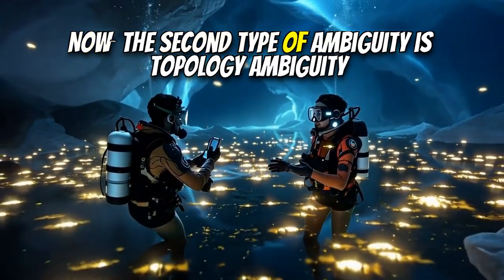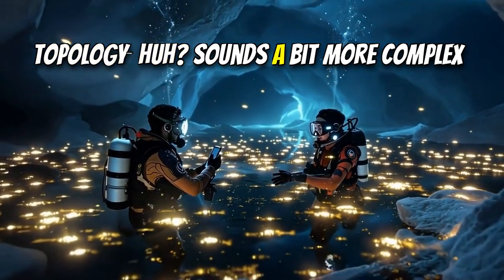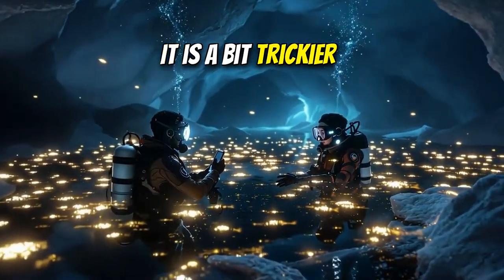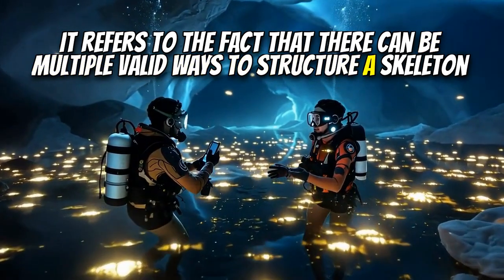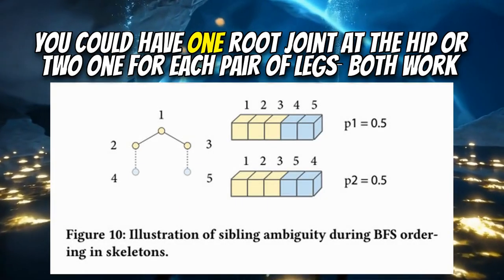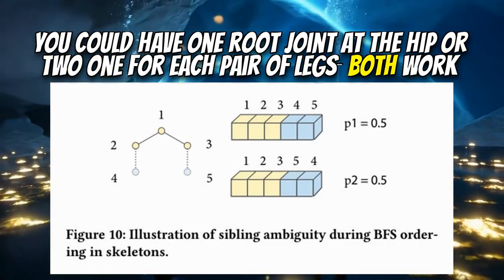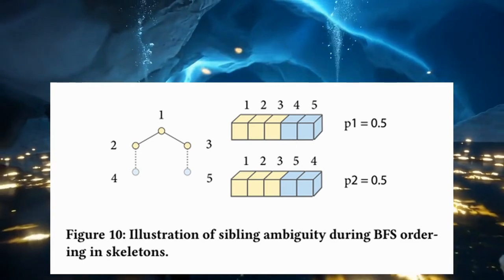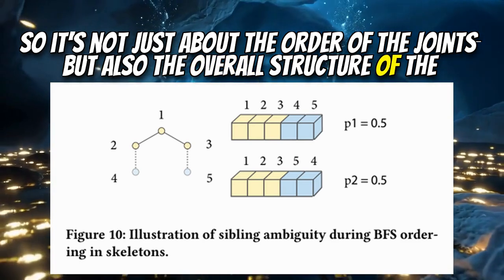Now, the second type of ambiguity is topology ambiguity. Topology, huh? Sounds a bit more complex. It is a bit trickier. It refers to the fact that there can be multiple valid ways to structure a skeleton for a given shape. Think of a four-legged animal. You could have one root joint at the hip or two, one for each pair of legs. Both work anatomically. Okay, I see. So it's not just about the order of the joints, but also the overall structure of the skeleton.